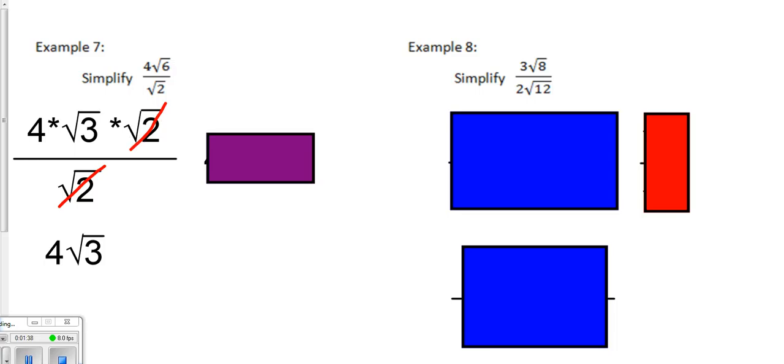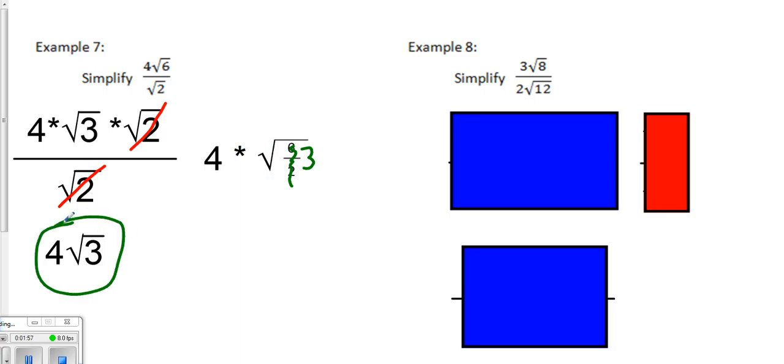Now another way you can look at that is, square root of 6 over the square root of 2, we can consider 4 times the square root of 6 over 2. Now 6 over 2, 6 divided by 2, is just 3. So it's 4 times the square root of 3, or 4 square roots of 3. You can think of it either way. You can deal with it however you want to do it. Either way, in the end, you should get a simplified answer of 4 square roots of 3.